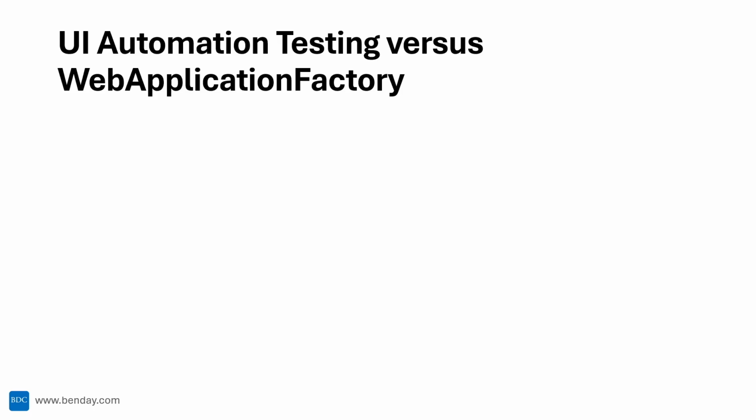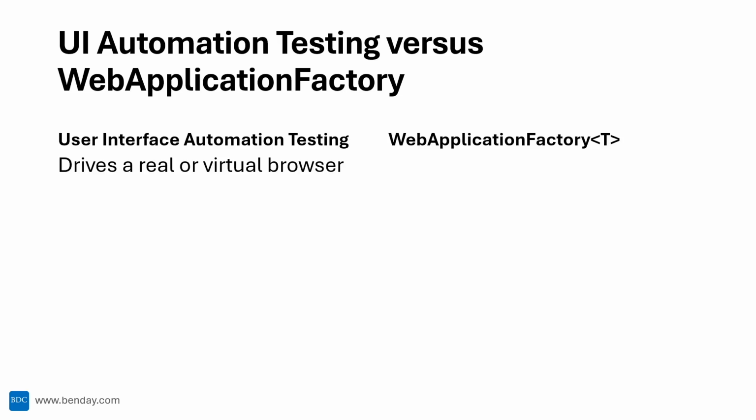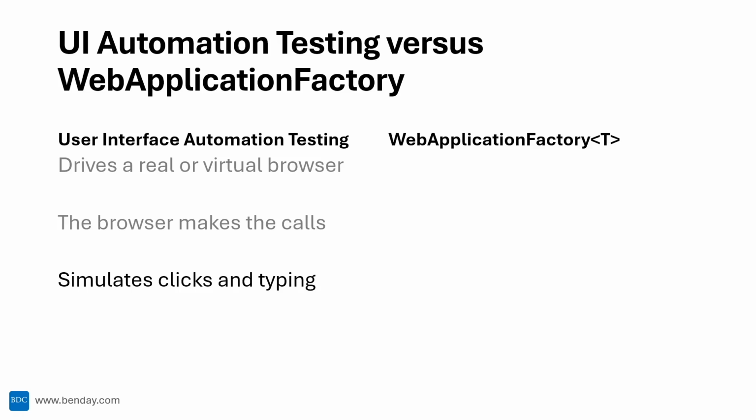So let's compare UI automation testing with tests written using Web Application Factory. Most of those user interface test automation frameworks that I mentioned a moment ago, what they're doing is driving a web browser. So rather than making HTTP network calls, the testing framework knows how to drive the browser so that the browser makes the network calls. And it does this by simulating a user clicking and typing in your application that's running in that real or virtual web browser. And depending on how you've written the test, the framework reads the page data that's in the browser in order to validate what the app has done and what the browser has decided to display.